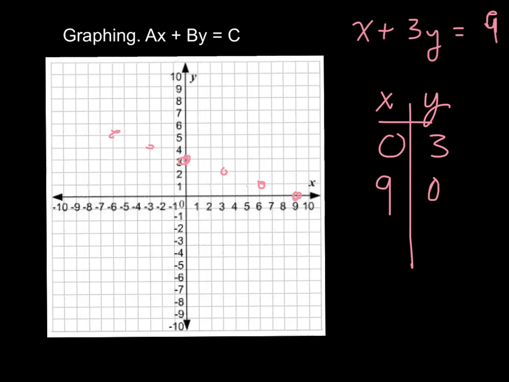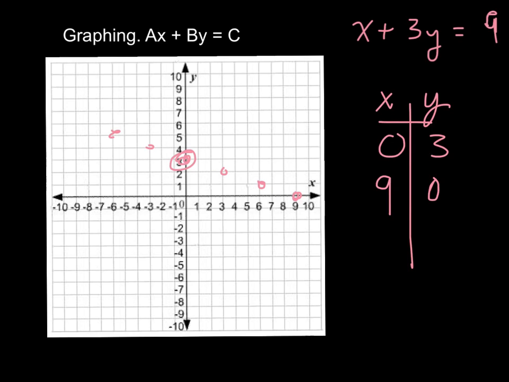Okay, so hopefully you were able to graph that by plotting the intercepts. The intercepts are 0, 3, right there, and 9, 0. If you notice, when you're drawing the line, you want to make sure you draw the line. I haven't drawn it in here, but the line shows all the possible solutions.